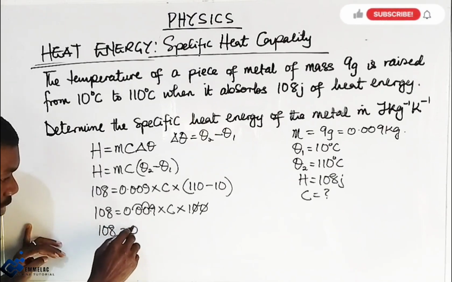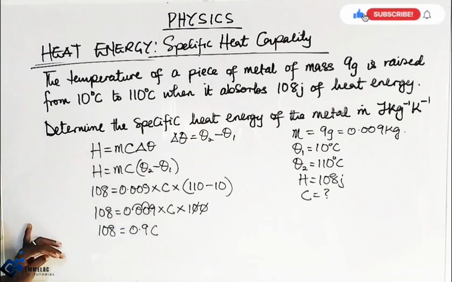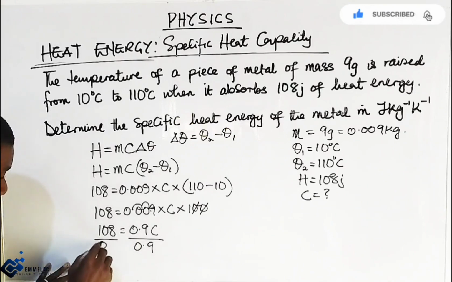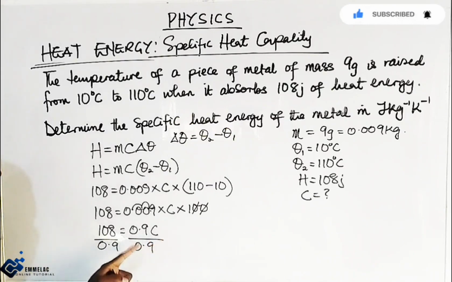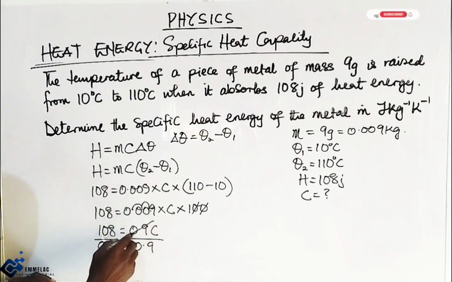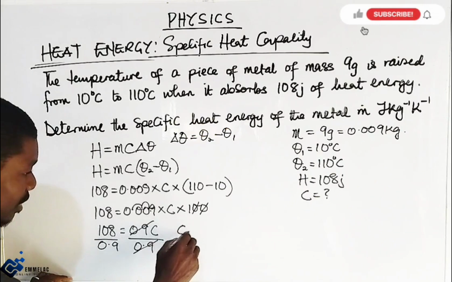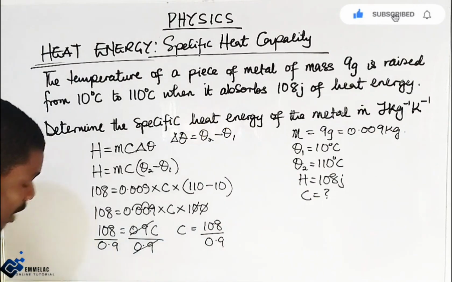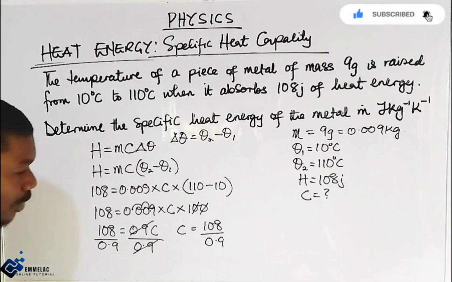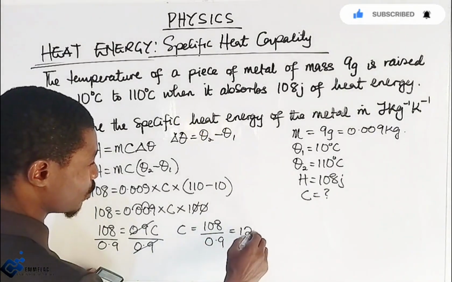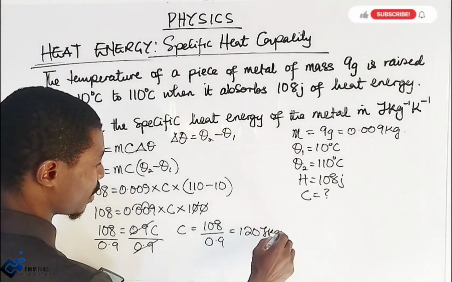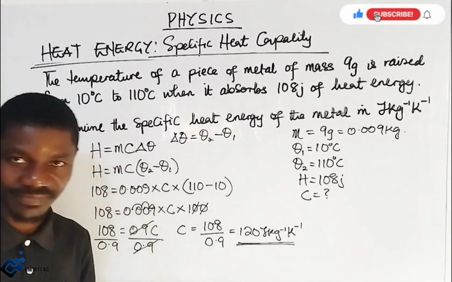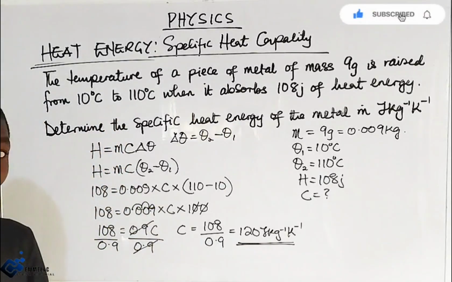108 equals 0.9 C. Now divide the variable side by the coefficient of C, which is 0.9. We eliminate this, and our C then becomes 108 all divided by 0.9, and so this will give us 120 joules per kilogram per Kelvin. Final answer. I hope it is clear and well understood.